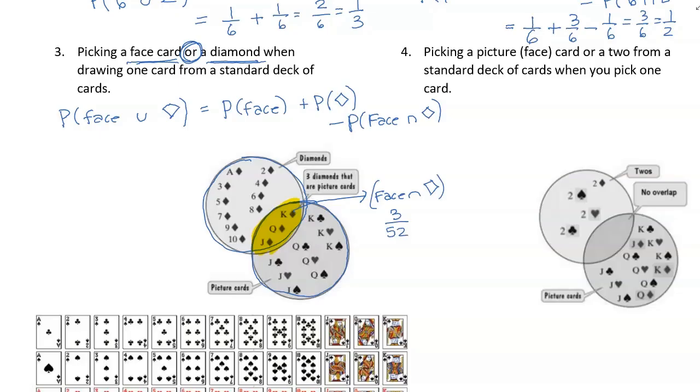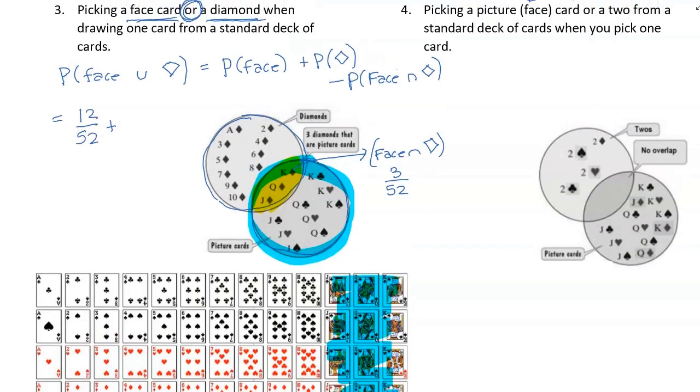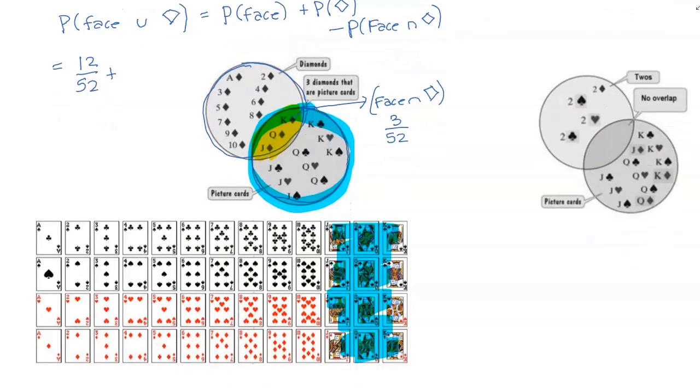So let's put this all together. We're going to have the probability of being a face card. If I look here, that's going to be these 12 cards, or you can count up the 12 that are in this Venn diagram. So 12 out of 52 plus the probability of being a diamond.